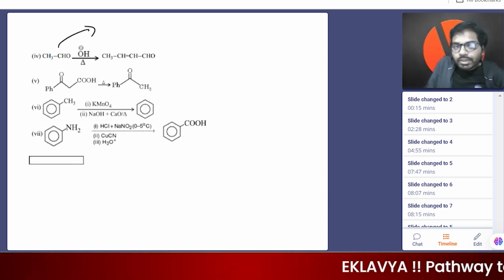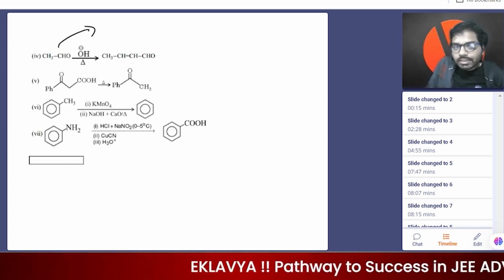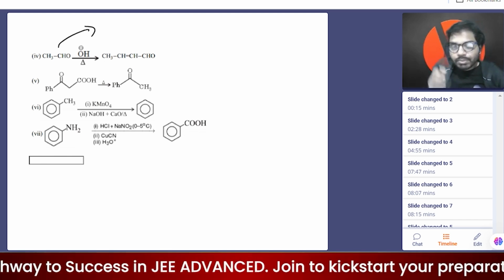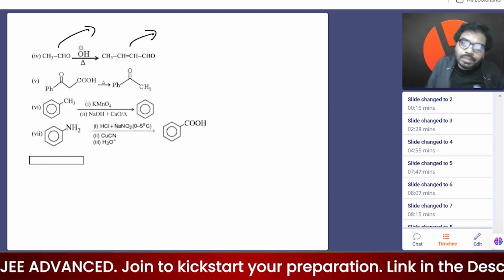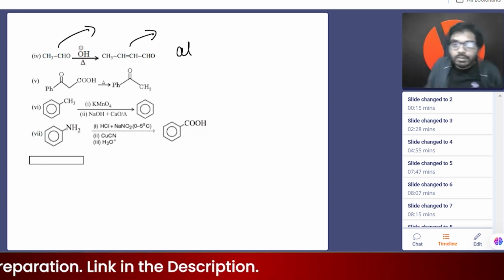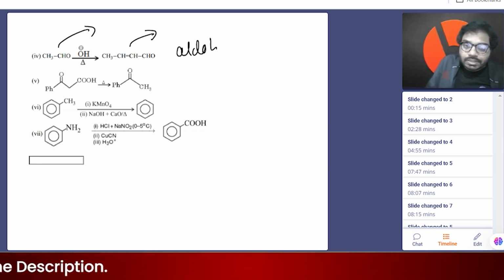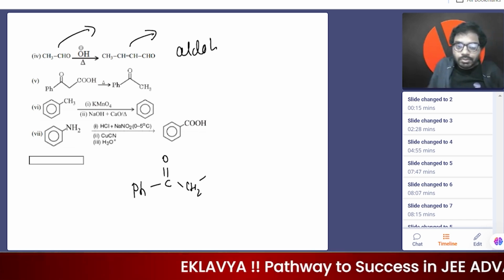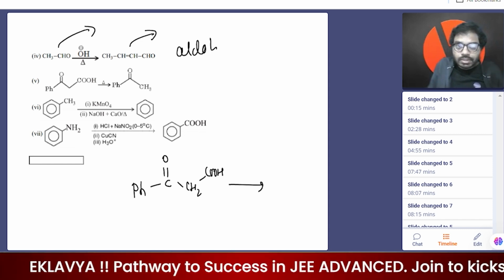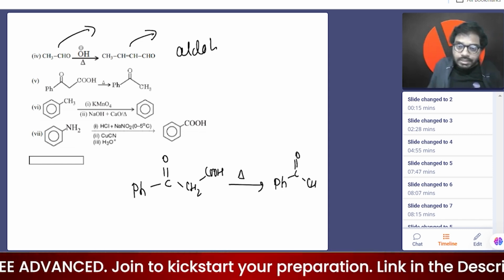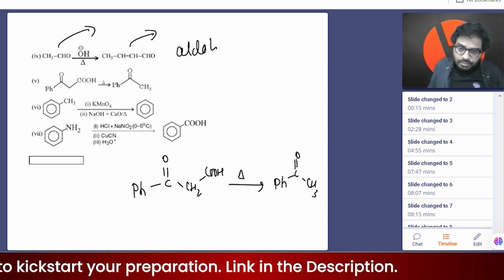This is the aldol reaction, the fourth one. An alpha hydrogen containing carbonyl compound reacts with the base to give the alpha beta unsaturated aldehyde. So this is our aldol product, which is correct. Coming to the fifth one, we can see phenyl ring, CH2, then here it is COOH. Then on heating, the phenyl COOCH3 will form.